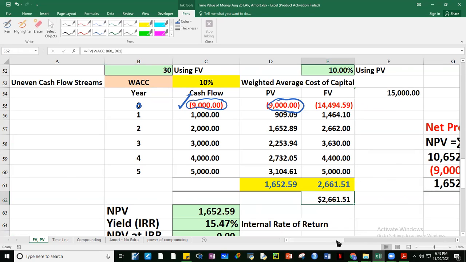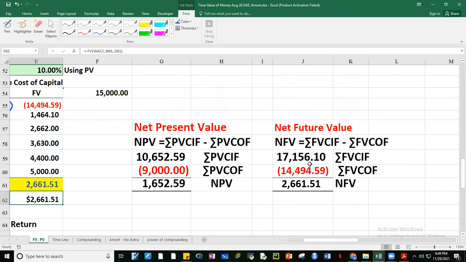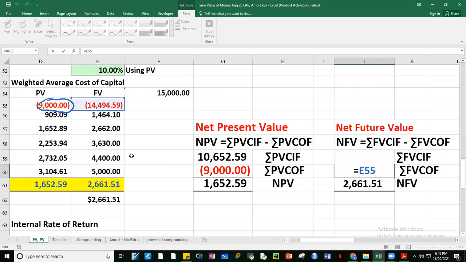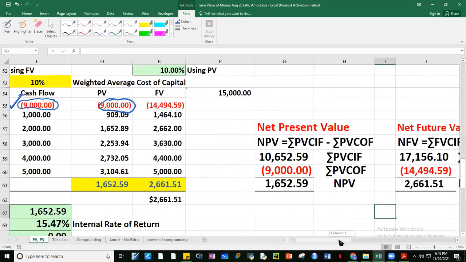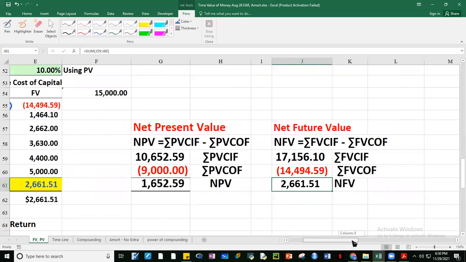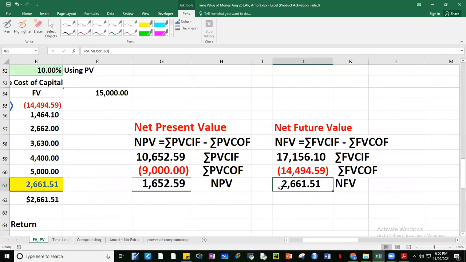So we call this net future value. Okay, ganun din yung formula. So sum of the future value of your inflows, which are this one, okay, minus the sum of the future value of your outflows, which is this one. Okay, and they can be added because they belong to the same time frame. Now, of course, guys, when the net present value is positive, then of course the net future value will also be positive. Pag negative to, guys, negative din to.